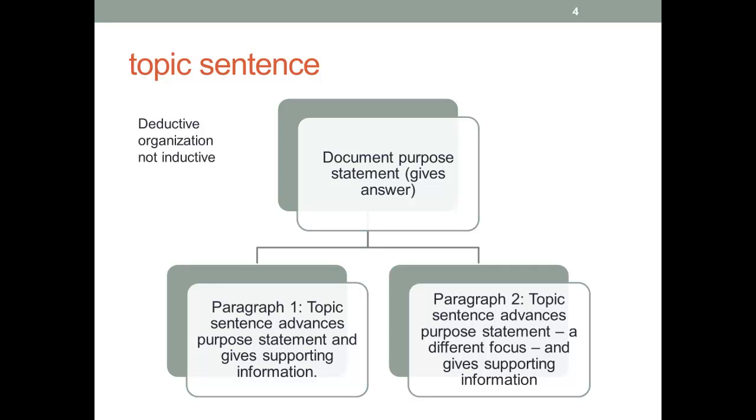So a topic sentence should precede the supporting evidence, just as a purpose statement precedes the body of a document. The topic sentence should be at the beginning, and this graph shows the kind of deductive organization that you use in technical communication. You start out with your main idea, and the answer, and then you give the supporting information.